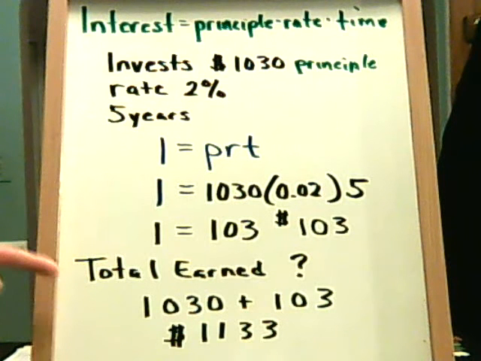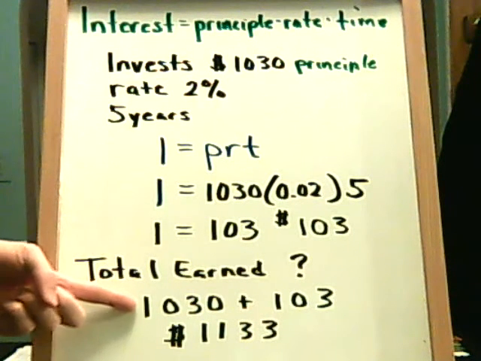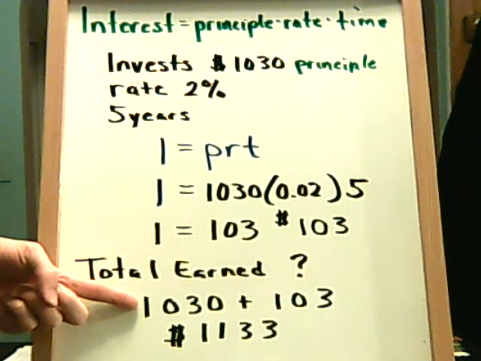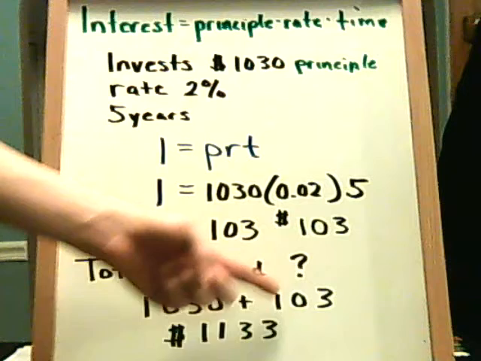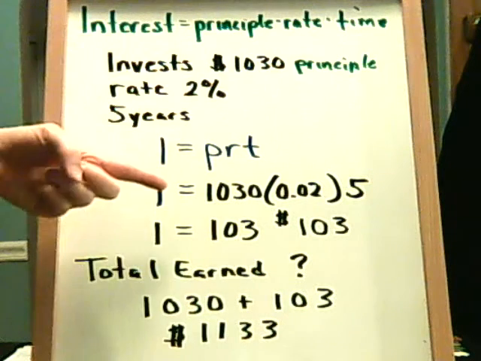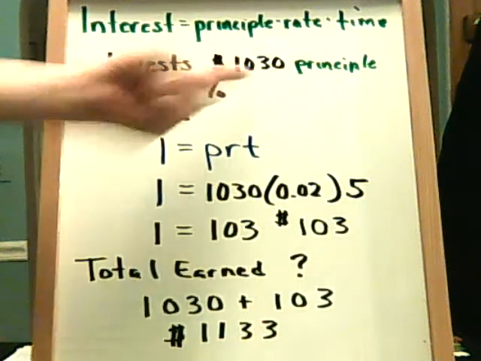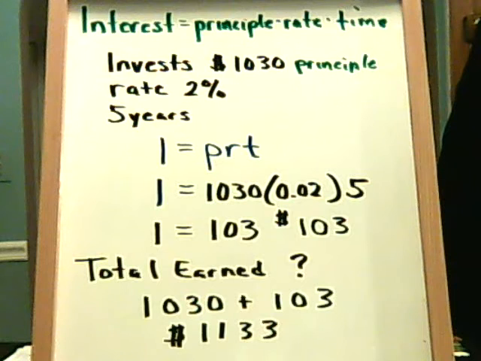However, for the 8th graders, they tack on this extra question, which is what is the total amount earned? And what that means is, yes, we earned $103 interest, but if we went into that account and we took it all out today, how much money would we get? Well, we'd get the original amount, 1,030, plus the 103 interest, right? So you'd have to add your interest back to your original investment, and you get 1,133.